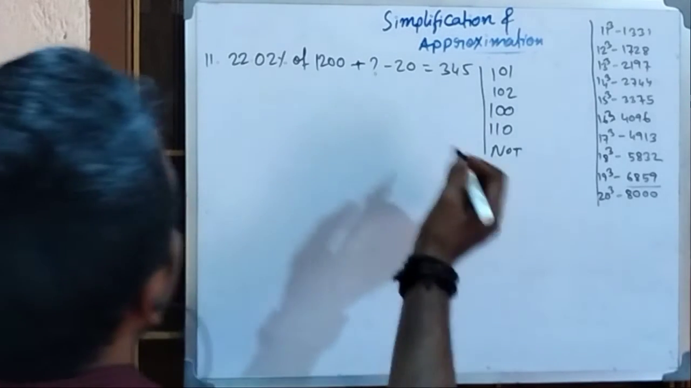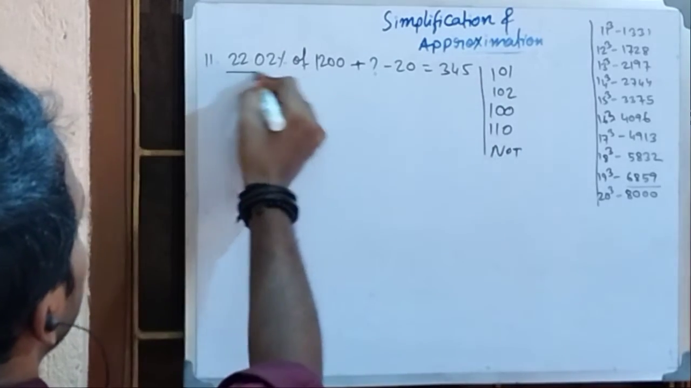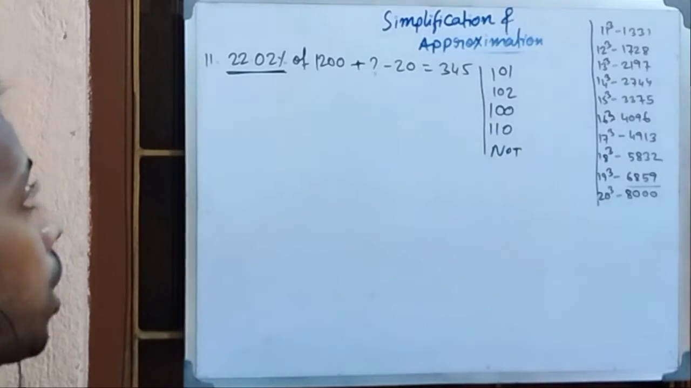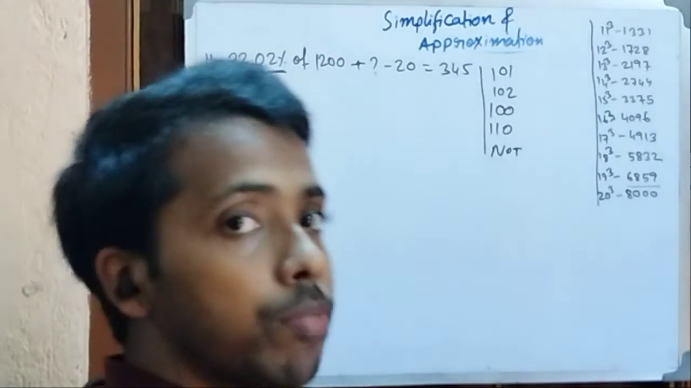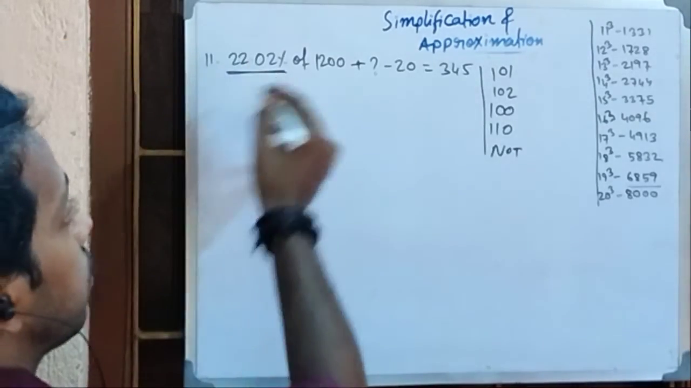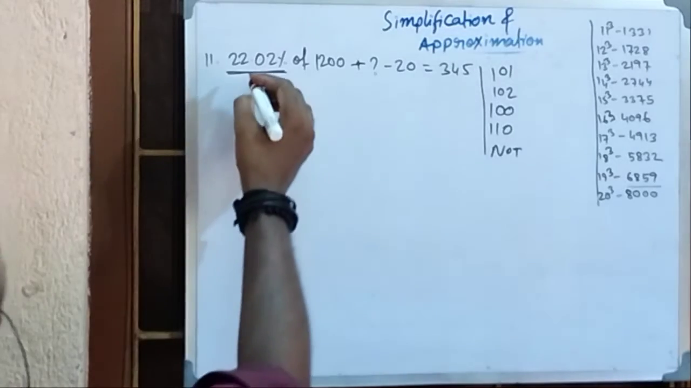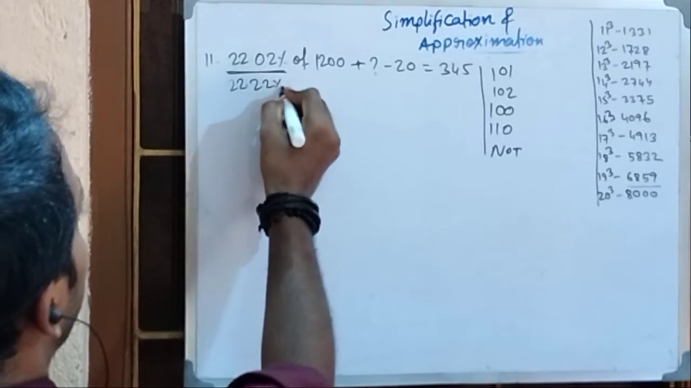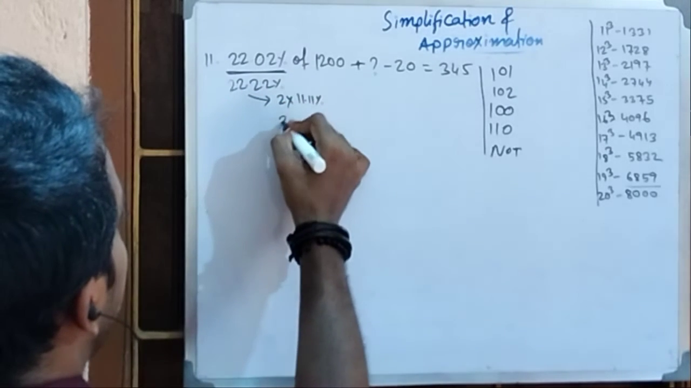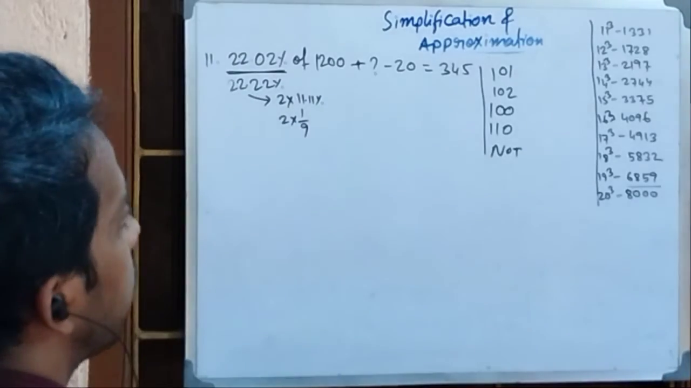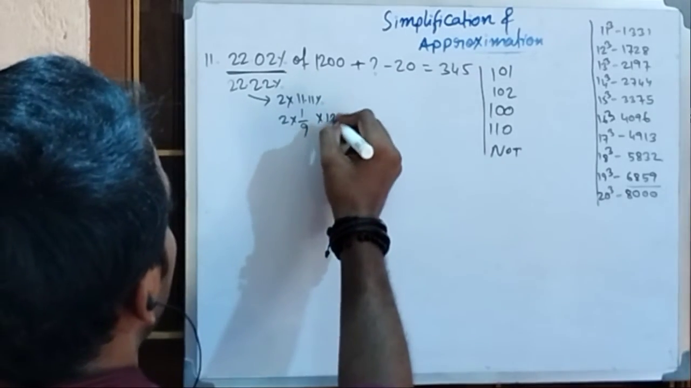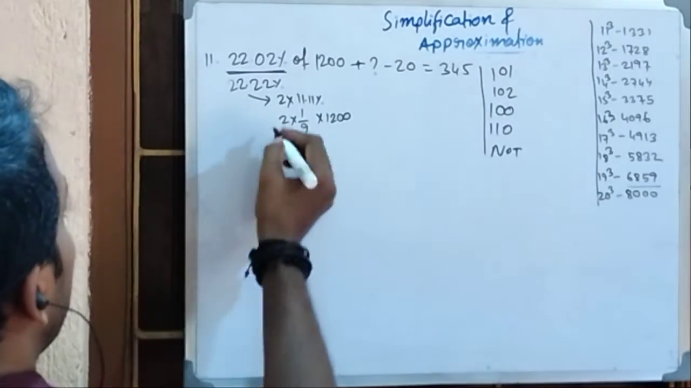See, here I told you this part is an approximation question. 22.02% does not seem like any proper, exact fraction. But what comes close? 22.22%. And what does it give? 2 into 11.11%, and again 2 into 1 by 9. Right? Okay. Multiplied by 1200.